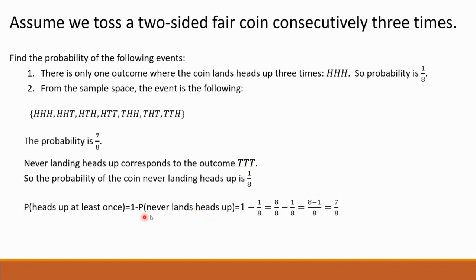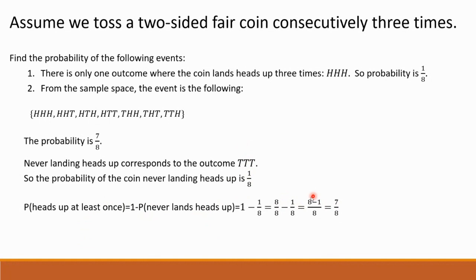So we do 1 minus that, and that gives us the probability of at least once heads up. Maybe that would be better to say. And of course, from there, we get 1 minus 1 over 8, which is 7 over 8. So that's what we get.